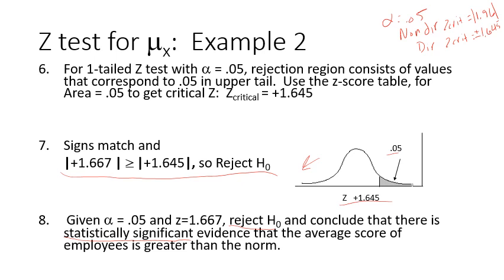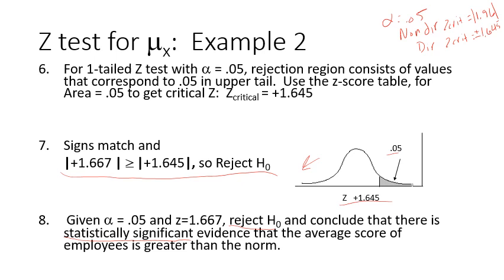We never state, we wouldn't say, reject H0 and conclude that the average score of employees is greater than the norm. That's too strong of a statement for research, for science. Science dictates that we don't prove it, we are just supporting it. When we reject H0, we're finding supporting evidence for our alternative, so we are saying that there is statistically significant evidence that the alternate is true, in a sense.